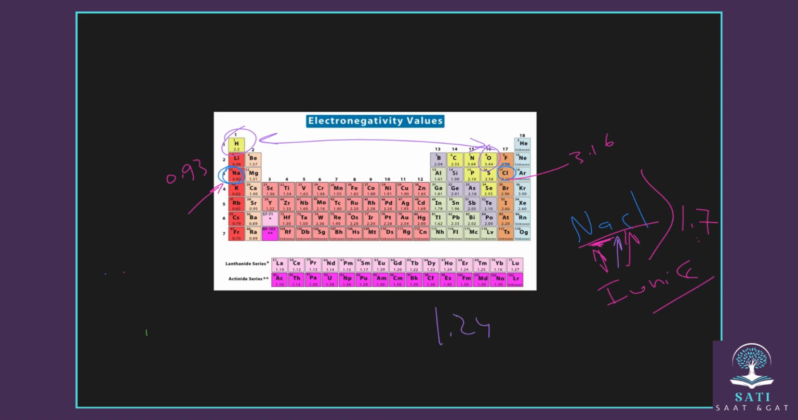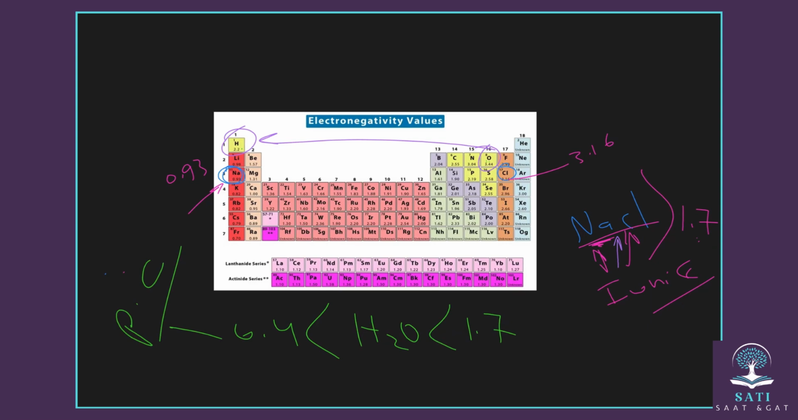So in this case, is it greater than 1.7? No. So that means H2O is less than 1.7. If it is less than 1.7 and greater than 0.4, as you see here, the difference between hydrogen and oxygen electronegativity, in this case you classify it as a polar covalent bond.